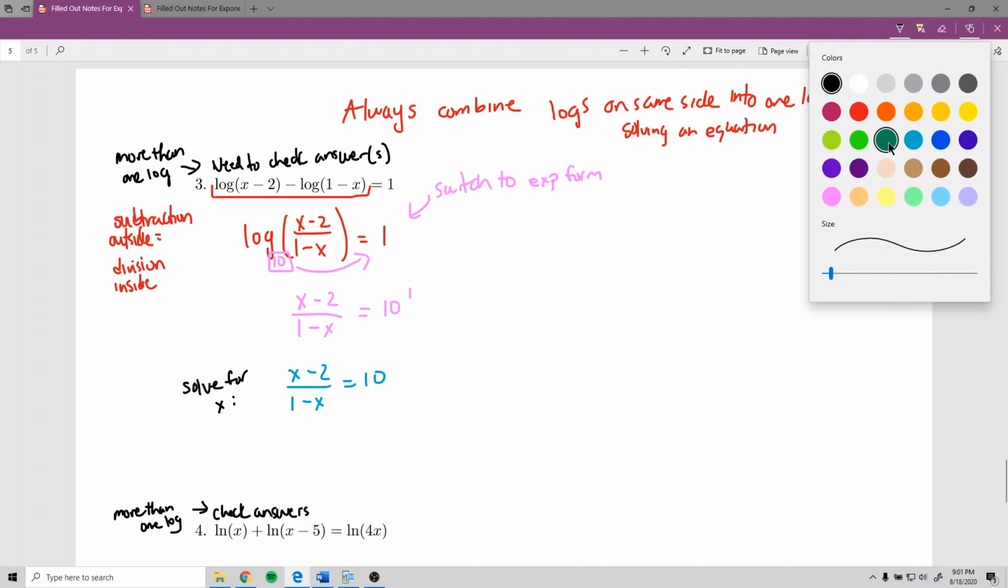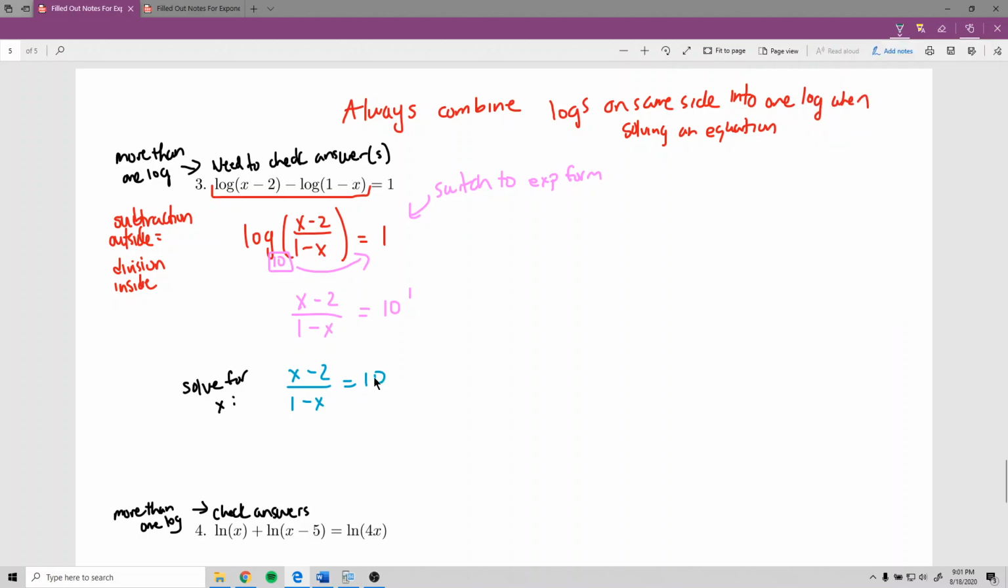Okay. Now one thing to do, we've seen a lot of problems like this in this class now. If we have a fraction on each side, it's best to think about 10 being 10 over 1 and then cross multiply. We always want to get rid of fractions if our x is in the denominator anyway. So we cross multiply. The left side we have 1 times (x - 2), and the right side we have 10 times (1 - x). And now distribute and solve for x.